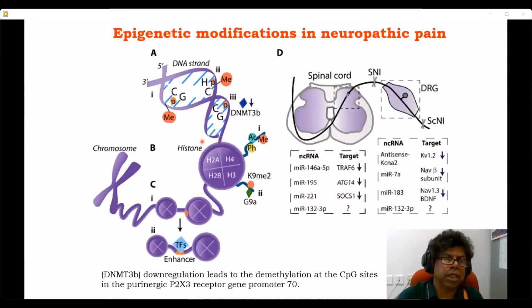So other than DNA methylation and histone modification, there are a lot of miRNAs involved in the mechanism of nociception. So these are some of these miRNAs expressed in the spinal cord. For example, MIR146A, the target gene is TRAF6, which decreases this particular gene. MIR195 for ATG14, and MIR183 is BDNF, which is a peripheral modulator for the central nervous system.